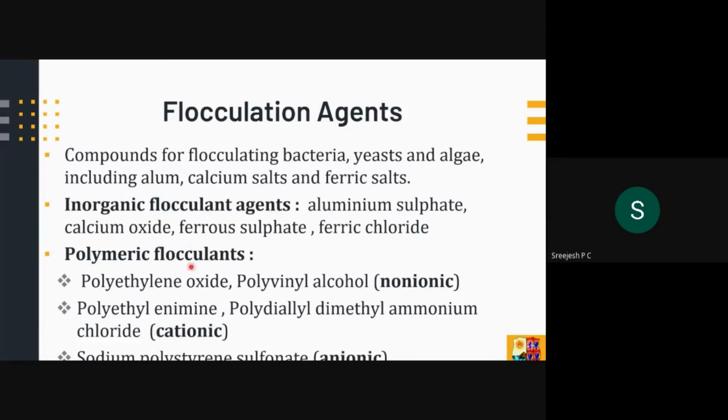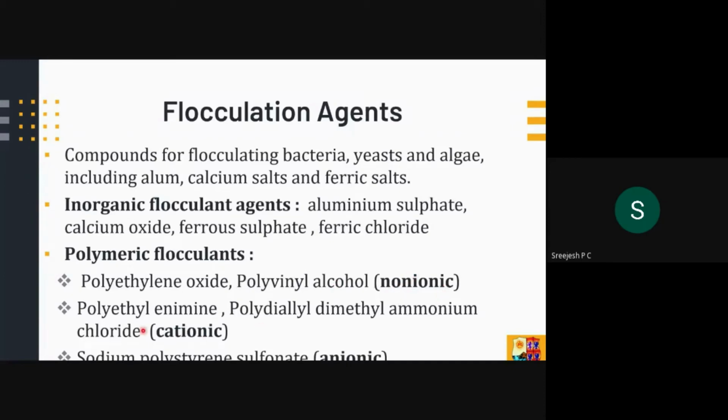Now, when we discuss the polymeric flocculants, again, there are three categories: non-ionic, anionic, and cationic. A few examples of non-ionic include polyethylene oxide and polyvinyl alcohol. These two fall under the category of non-ionic.